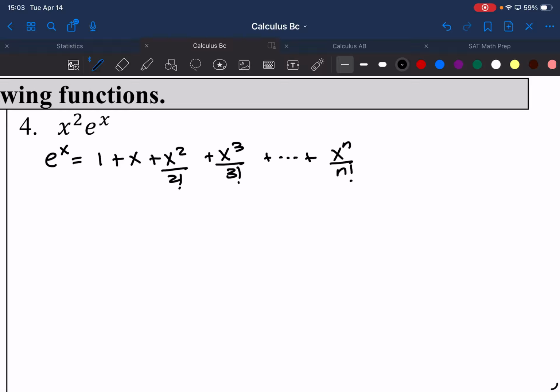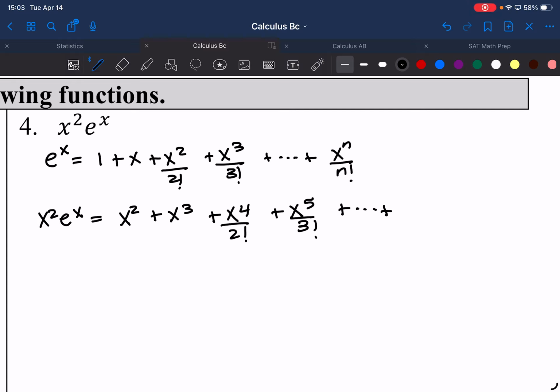I could also use this with the series notation and say that the original series notation of e to the x is the summation of n equals 0 to infinity of x to the n power over n factorial. And if I was to multiply this by x squared, this would become the summation of n equals 0 to infinity of x squared times x to the power of n over n factorial, which just simplifies to x to the n plus 2, or 2 plus n, doesn't matter, over n factorial. So again, depending on what they're asking, these would be the correct answers.